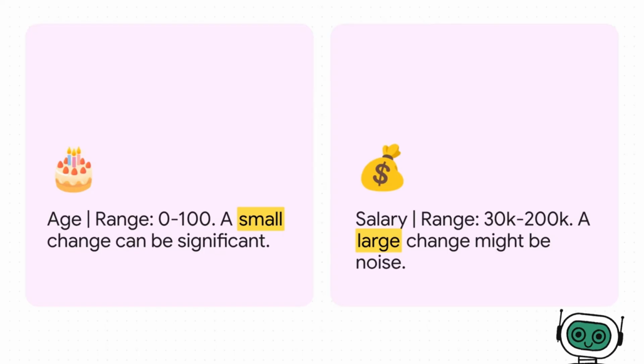Think about it this way. A change of 10 means something totally different for each feature, right? A 10-year age gap? That's huge. A $10 salary difference? That's nothing. It's just noise. But without some kind of scaling, the model has no concept of this context. It just sees the numbers, and the salary figures will just pull all the attention, creating a really skewed perspective.